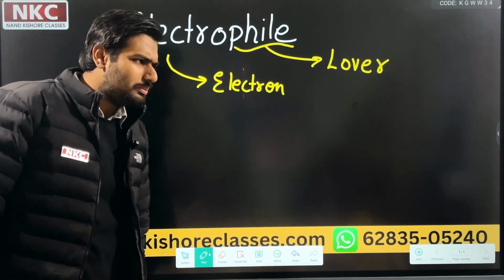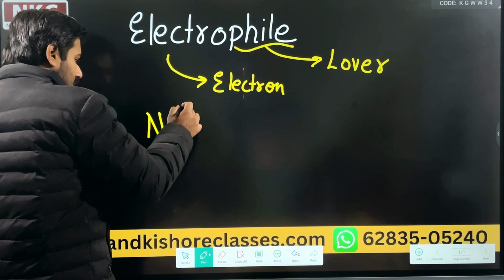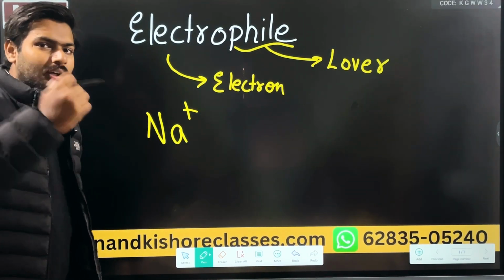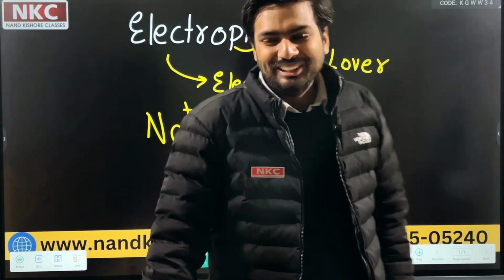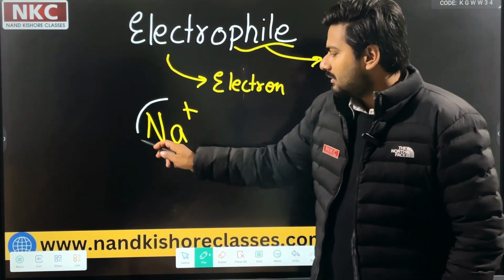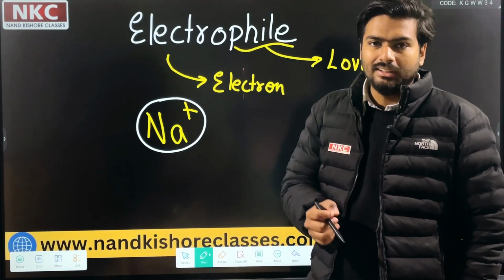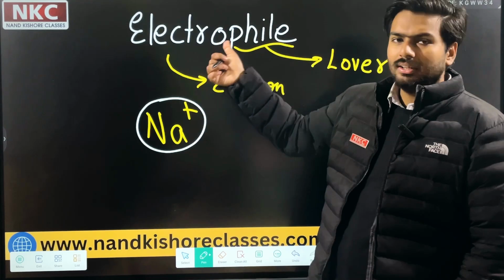Loving electrons, it means, sir, Na plus. Yes, because Na plus needs an electron, it will definitely love it. Because the thing we need, we love also. So like this, sodium cation will need an electron. That is why sodium cation will become an electrophile, because it is an electron lover.